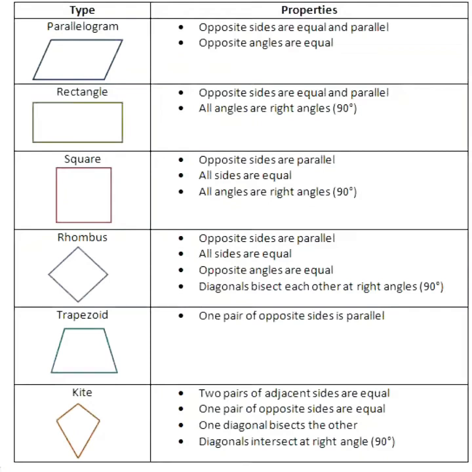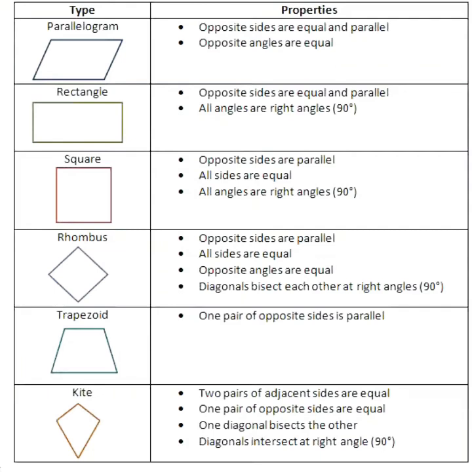That is for square. Then for rhombus now, opposite sides are parallel. All sides are equal. Opposite angles are equal. Diagonals bisect each other at right angles. That's for rhombus. For trapezoid, one pair of opposite sides is parallel.